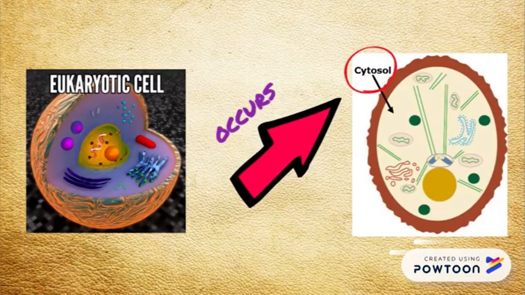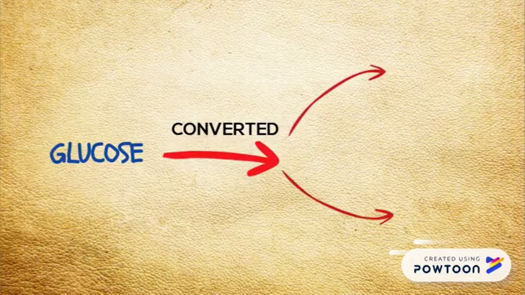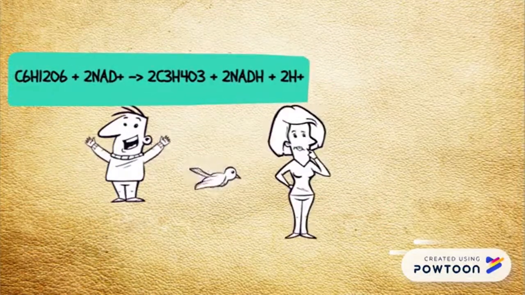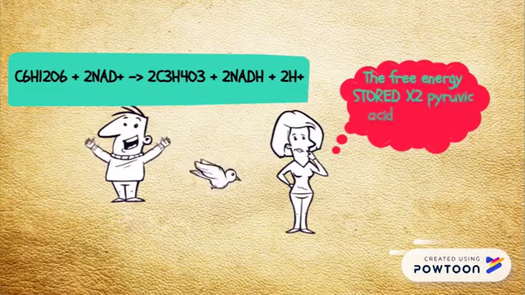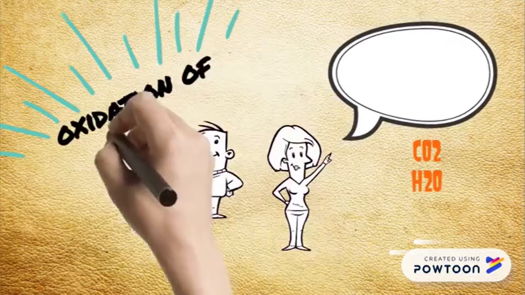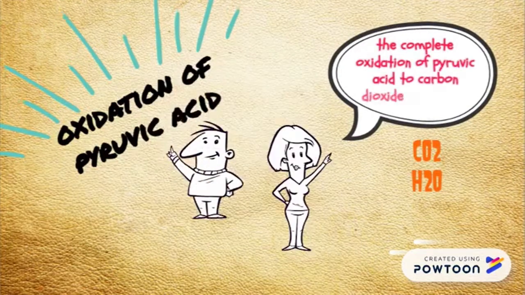In eukaryotic cells it occurs in the cytosol. Glucose is converted into 2 NADH. The free energy stored in pyruvic acid is 2 times more than glucose. Oxidation of pyruvic acid, the complete oxidation of pyruvic acid to carbon dioxide and water.